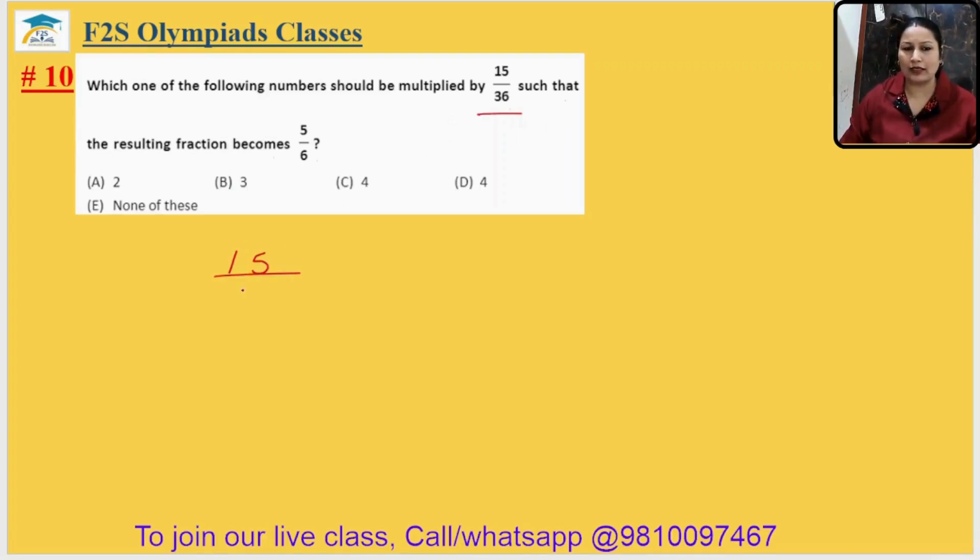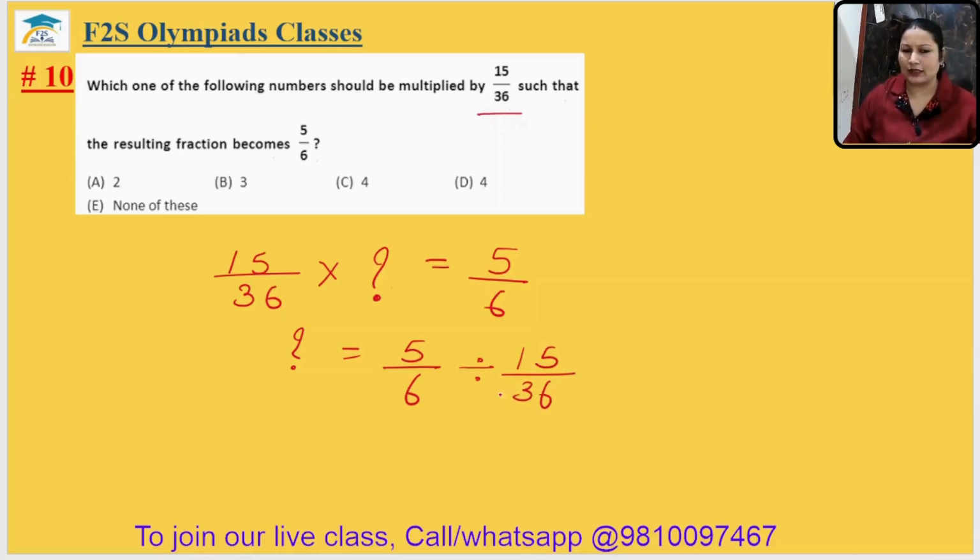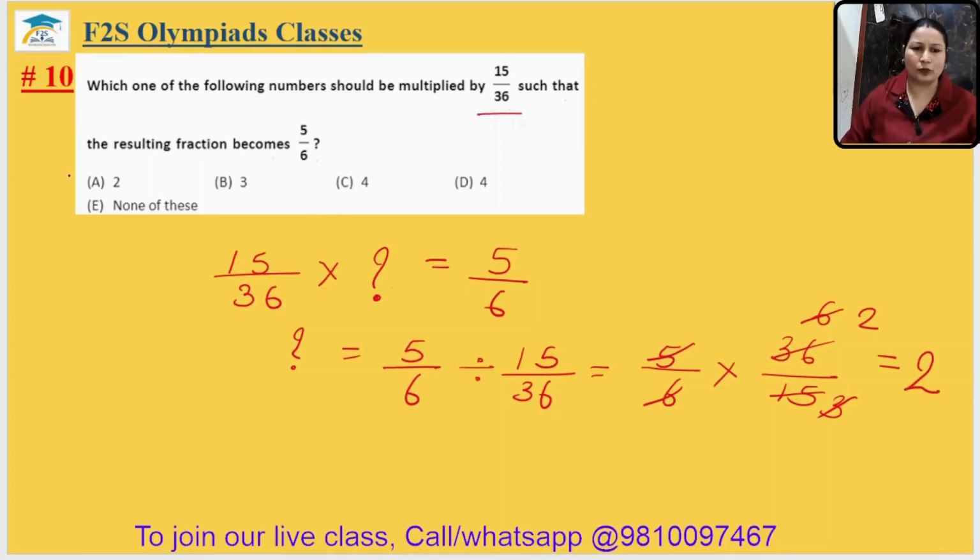So 15 by 36 multiplied by what number equals 5/6? So what number will it be? It will be 5/6 divided by 15/36. That is 5/6 multiplied by 36/15. 6 6s are 36, 5 3s are 15, 3 2s are 6. Answer will be 2. It is option number A. So the 10th answer will be A.